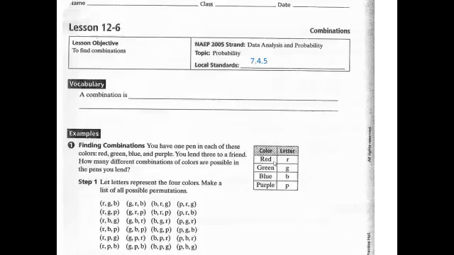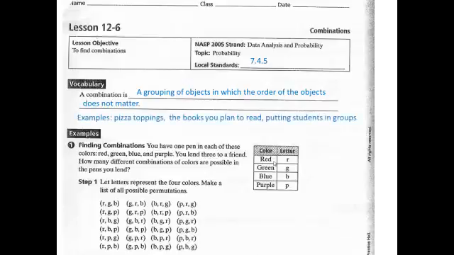Our first vocabulary word is a combination. A combination is a grouping of objects in which the order of the objects does not matter. Some good examples of this would be your pizza toppings. If you go into Wooden Peel Pizza and you order a pepperoni sausage pizza, that's exactly the same pizza as a sausage pepperoni. The books you plan to read, if you list out a bunch of books, it doesn't matter the order in which you list them, it's still going to be the same list of books.